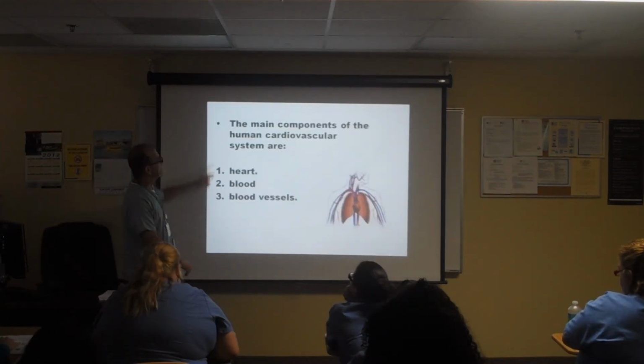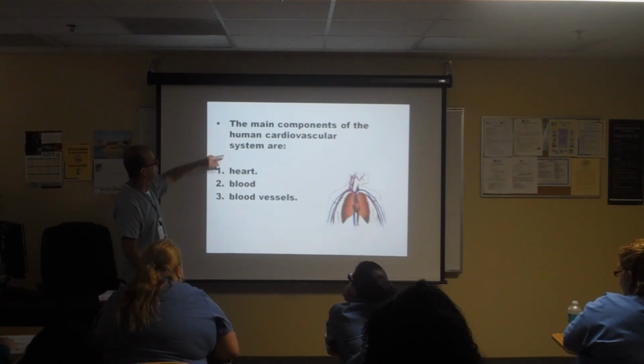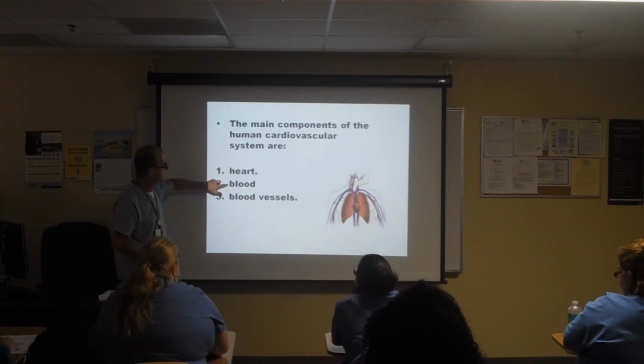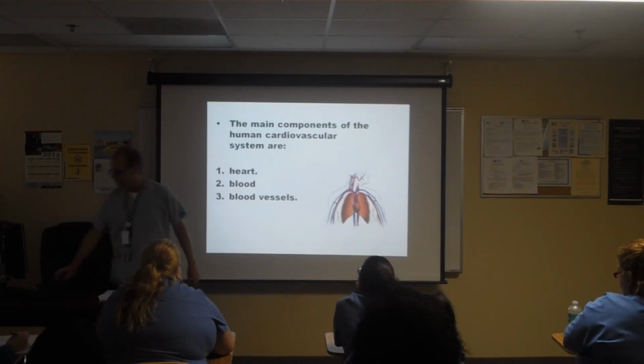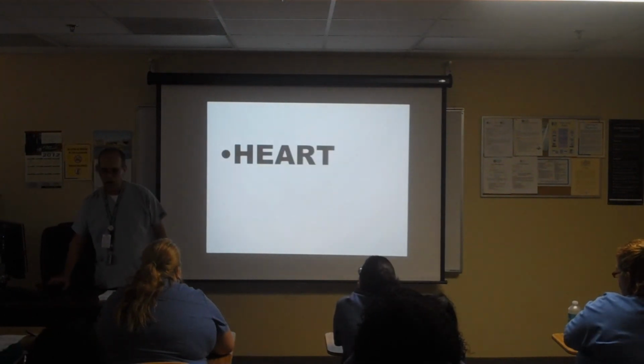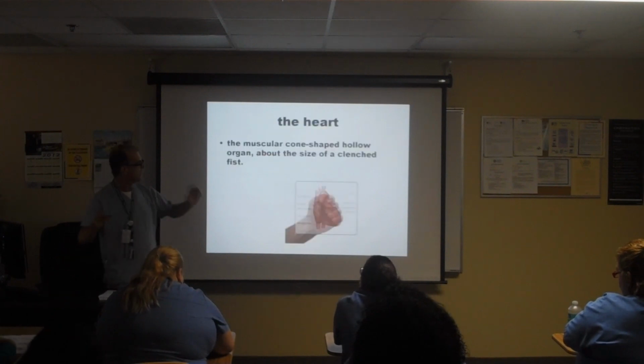The main component of the human cardiovascular system is very easy, only three things: the heart, the blood, and the blood vessels. These are the three components of the cardiovascular system. Heart. We have the class of review.